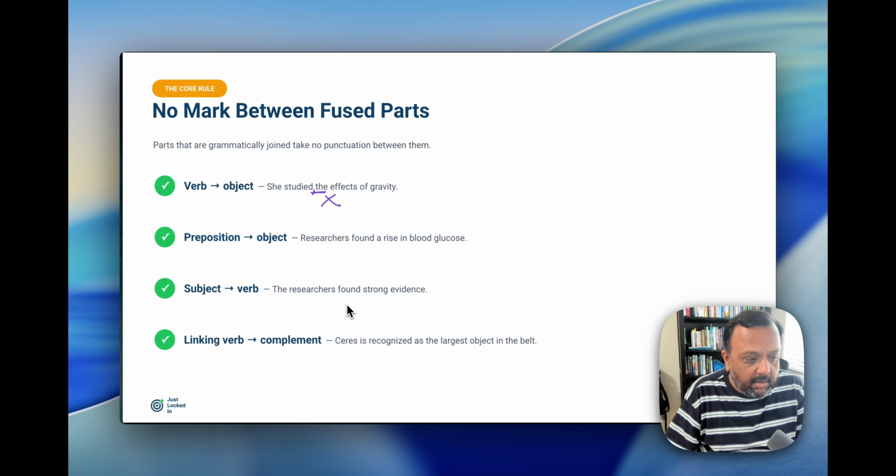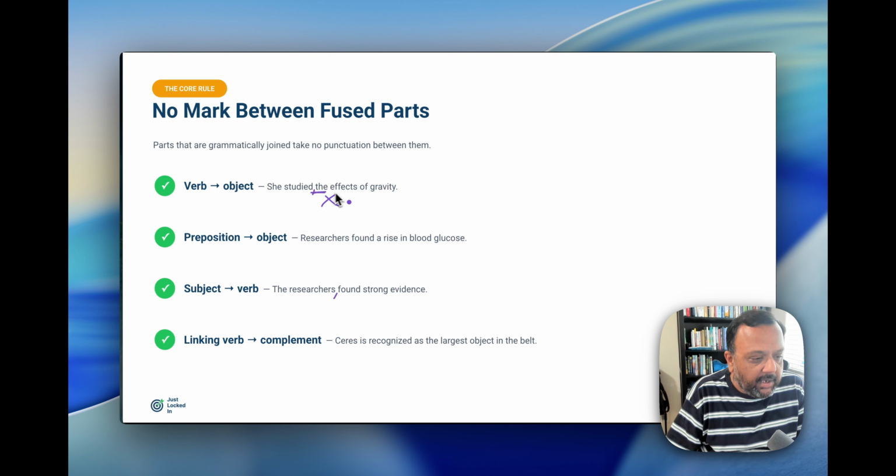Researchers found strong evidence. Okay, so don't say "the researchers, comma, found strong evidence." Don't do that, right? Actually, this is subject and verb. You have verb and object.